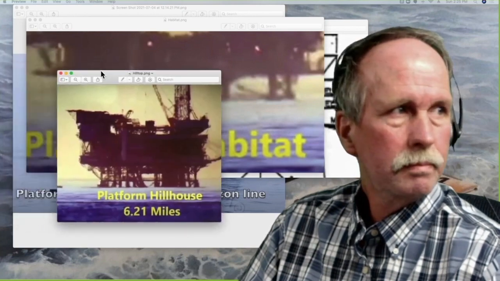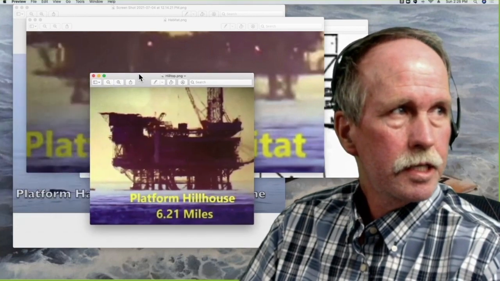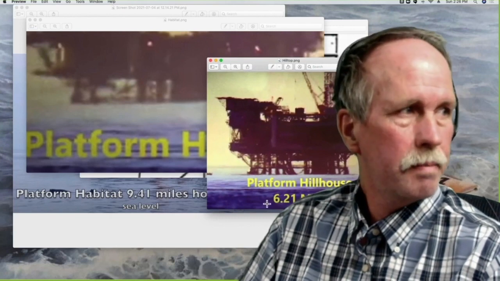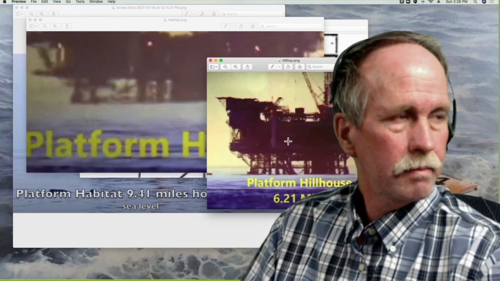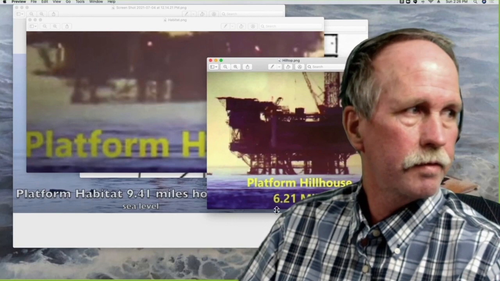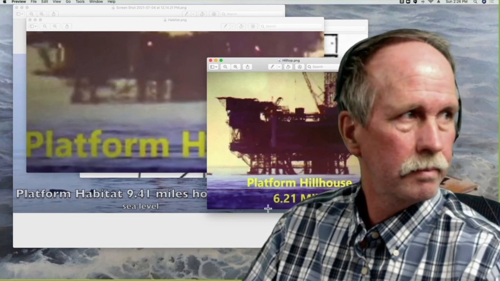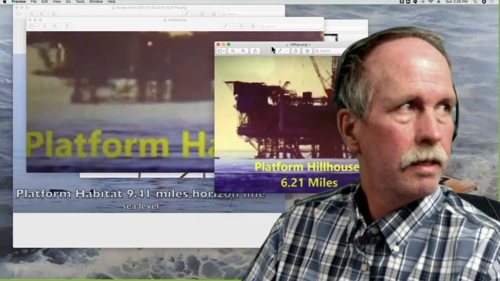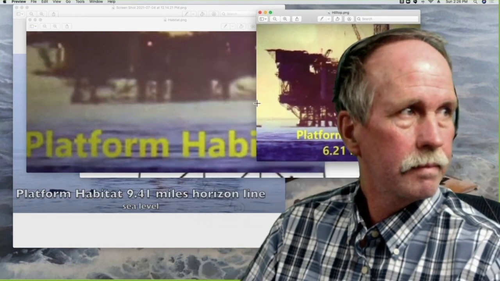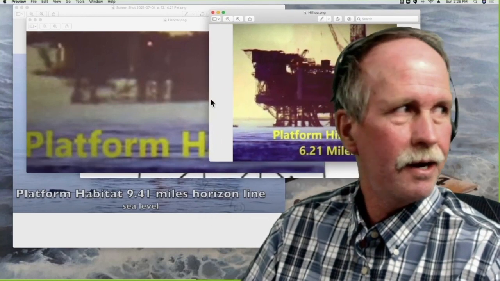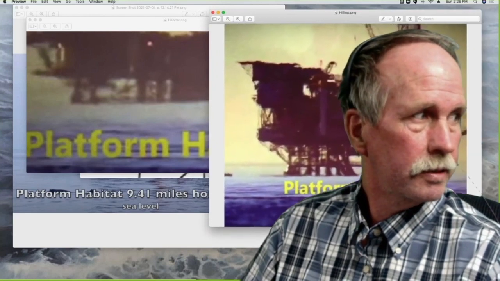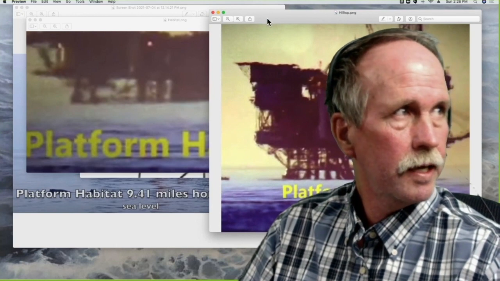Just for shits and giggles, let's go look at the other one. Now, this is platform Hilltop, which is 6.21 miles. Now, once again, are you comfortable calling that Hilltop, and are you comfortable with a 6.21? Or Hill House, excuse me. All right. Hill House, yeah. So that would be one of those little things that I'll cut out later, so I don't stumble. But you're going to see the original. Okay, so here's Hill House.